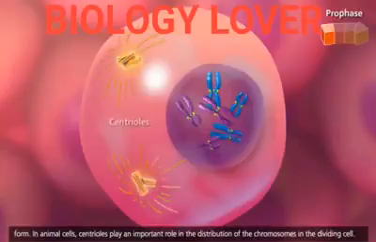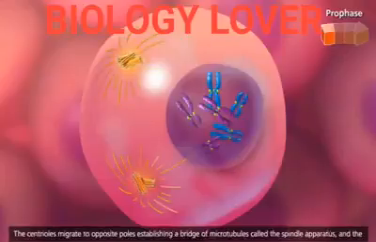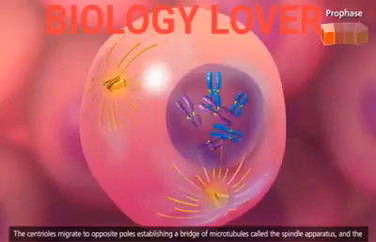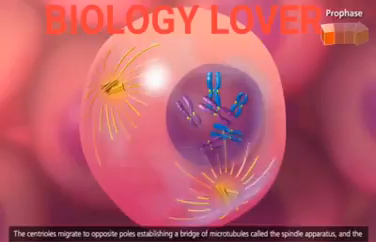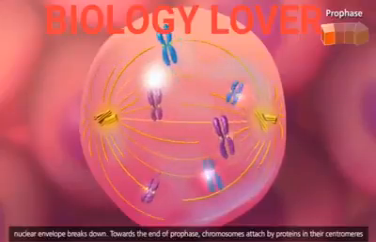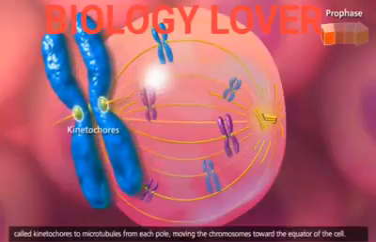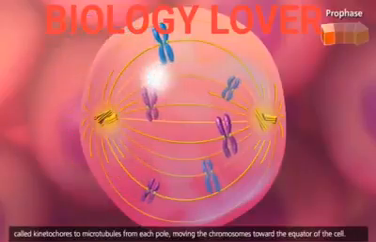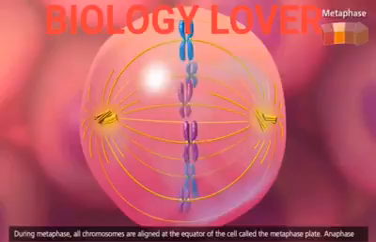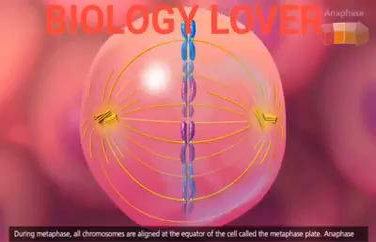In animal cells, centrioles play an important role in the distribution of the chromosomes in the dividing cell. The centrioles migrate to opposite poles, establishing a bridge of microtubules called the spindle apparatus, and the nuclear envelope breaks down. Towards the end of prophase, chromosomes attach, by proteins in their centromeres called kinetochores, to microtubules from each pole, moving the chromosomes toward the equator of the cell. During metaphase, all chromosomes are aligned at the equator of the cell, called the metaphase plate.